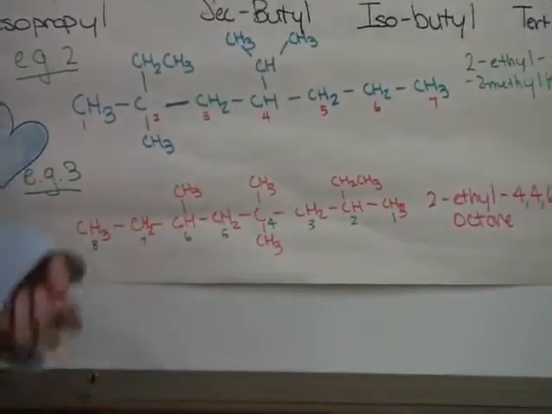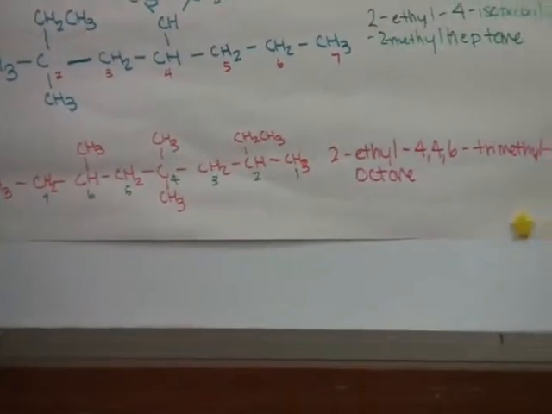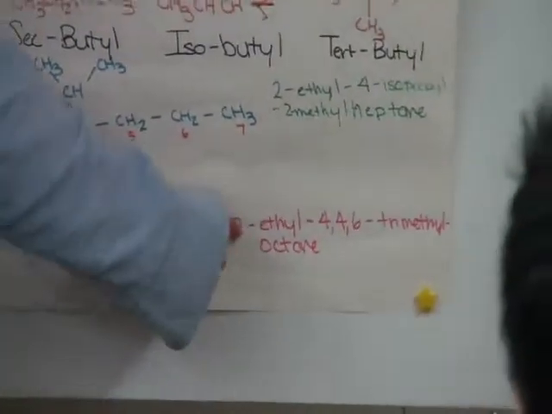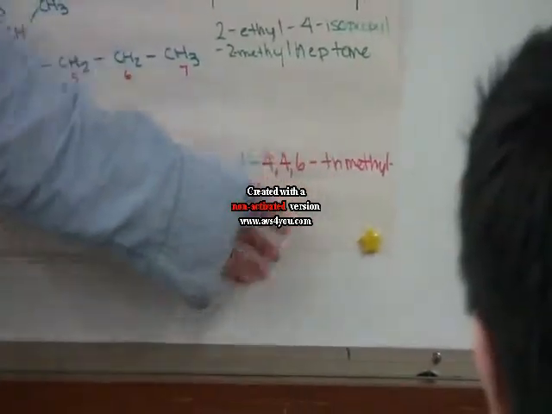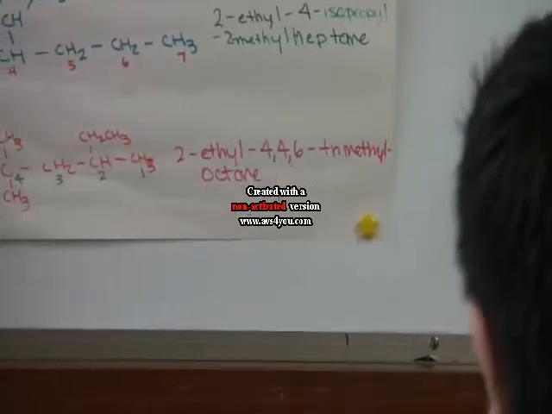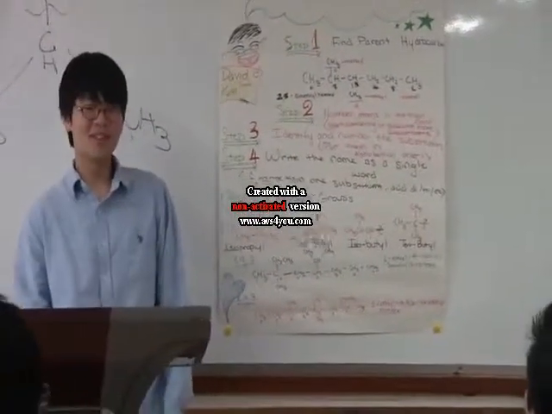So when you're naming this, you start with the ethyl, because the E is higher in the alphabetical order. So you would do 2-ethyl, 4,4,6-trimethyl, because there are 3 methyl groups, 1, 2, 3. And the main chain, octane. Any questions? You guys all understand?